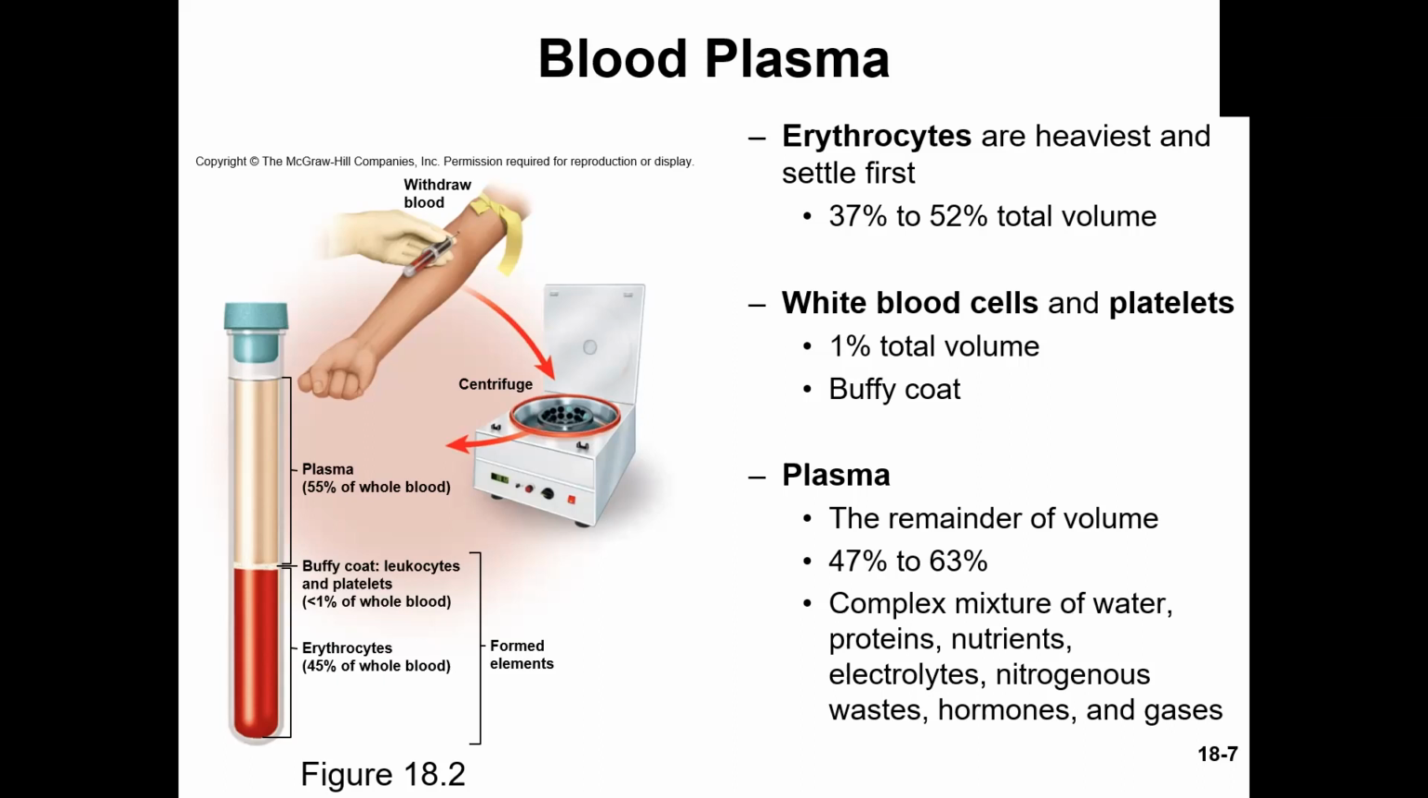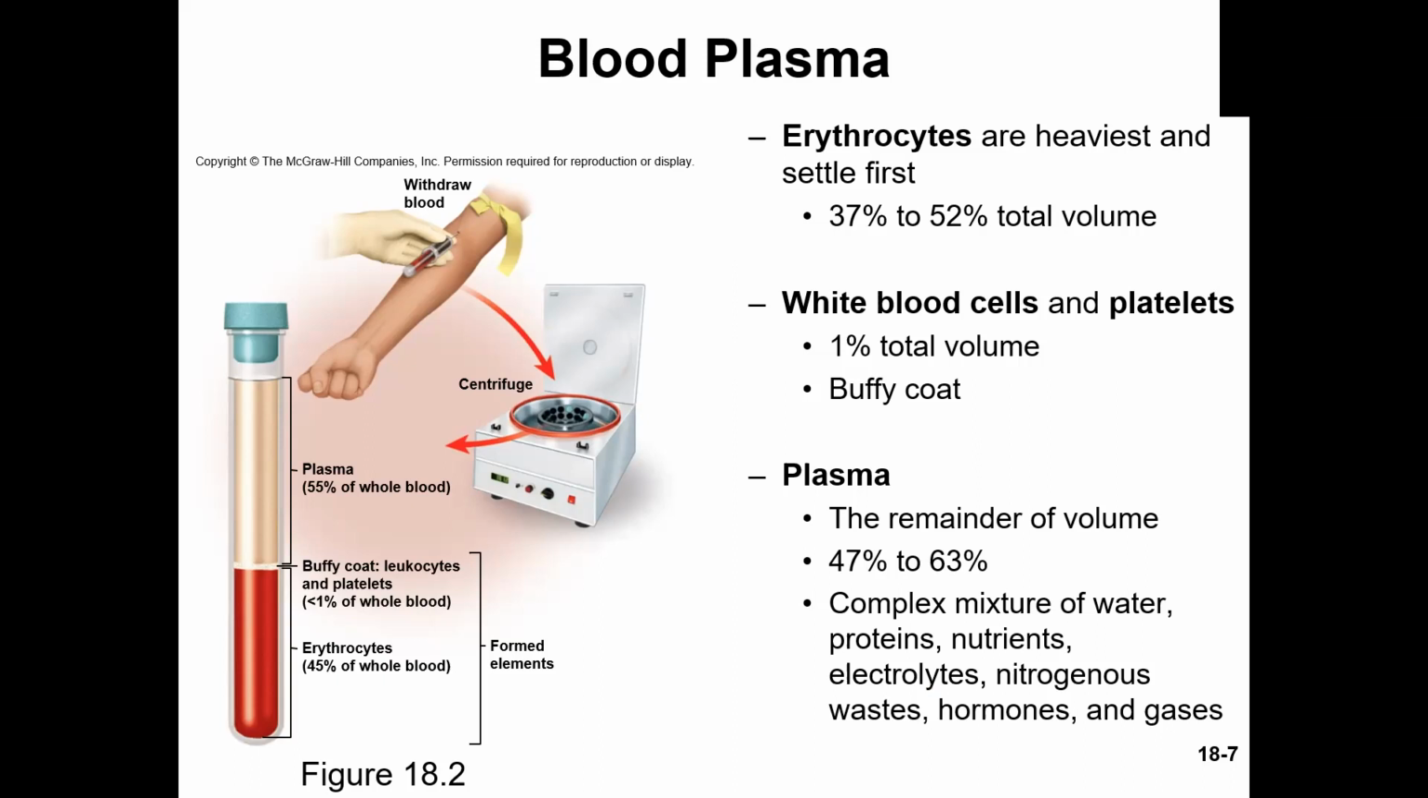Then you see a little layer called the buffy coat. It is part of the formed element category, but it's less than 1% of your blood. This is your white blood cells. And then the erythrocyte category is going to be the heaviest category of formed elements. So it'll be on the bottom of the tube. And this is going to make up approximately 45% of the whole blood sampling.